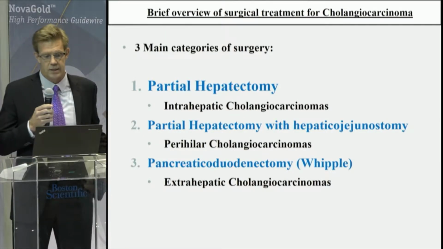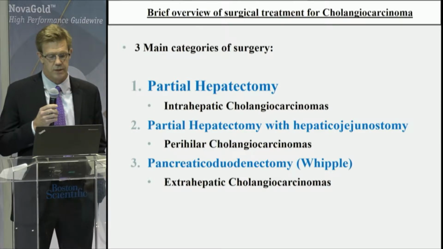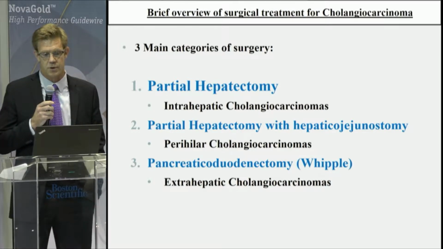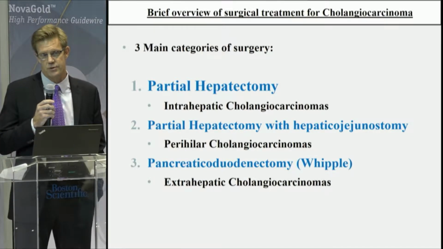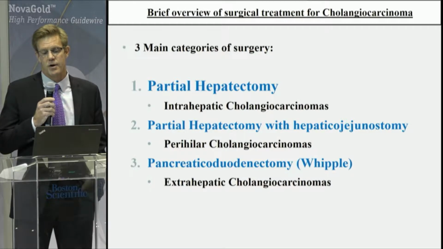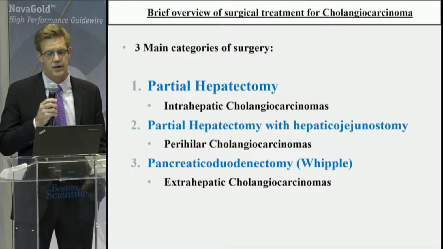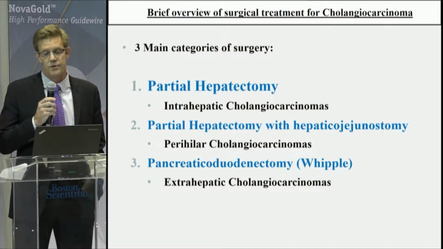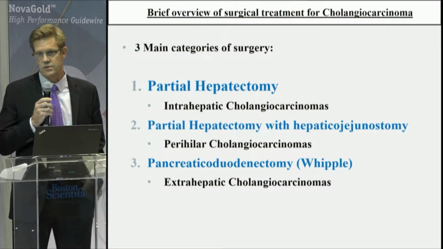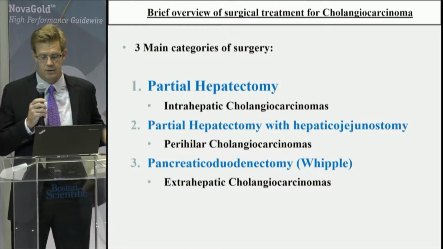So really we're talking about three types of operations that we can do for cholangiocarcinoma. First is partial hepatectomy for intrahepatic cholangiocarcinoma without a biliary enteric anastomosis. The second is a partial hepatectomy with a biliary enteric anastomosis, hepaticojejunostomy, for perihilar cholangiocarcinomas, those carcinomas that are near the bifurcation of the bile duct. And the third is for distal duct disease, which is a Whipple or pancreatic head resection.